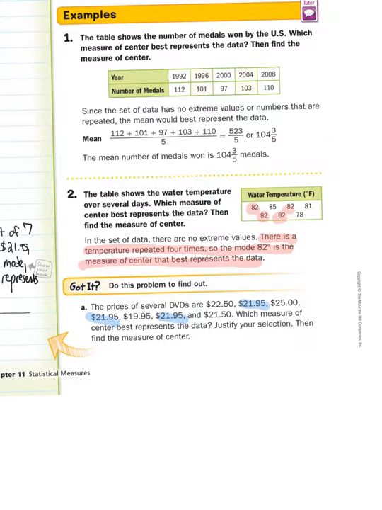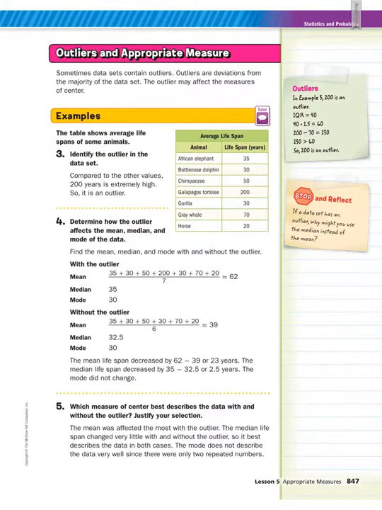All right. Next page. Now, here's what we're going to do. We are going to talk about how outliers affect the different measures of center. So, let's take a look at the examples to see what we're talking about. Example 3 says the table shows average lifespans of some animals. Identify the outlier in the data set.